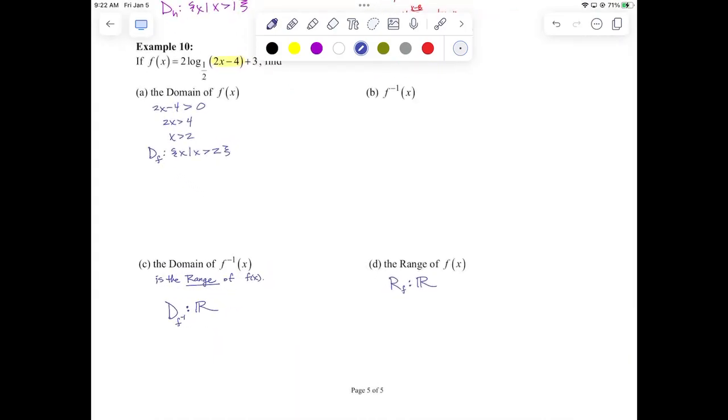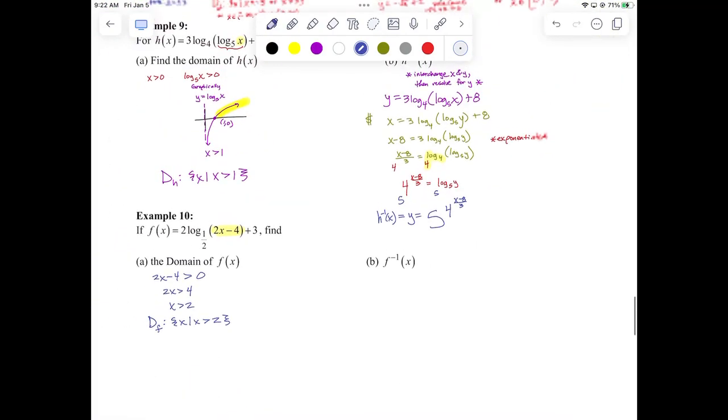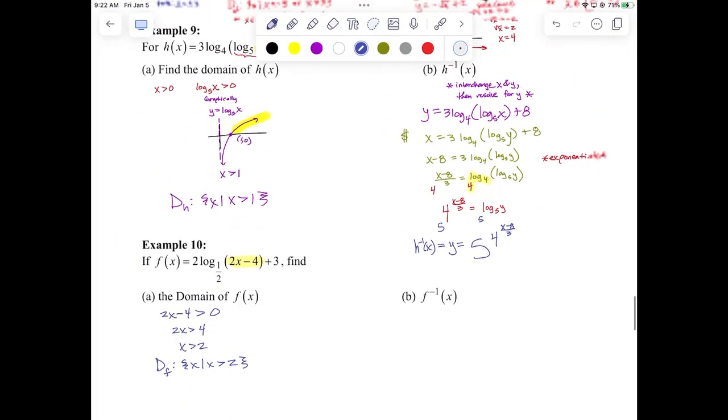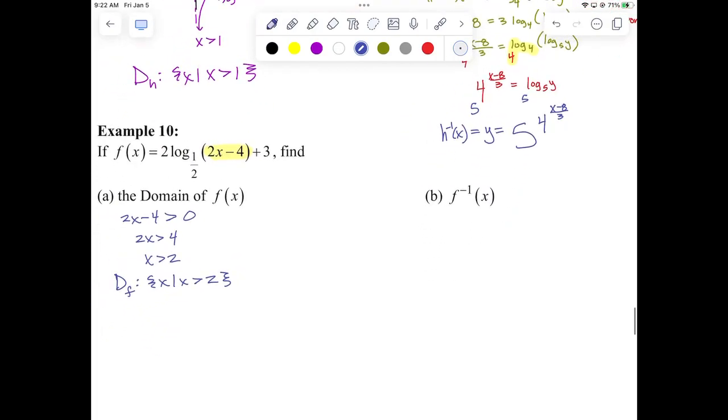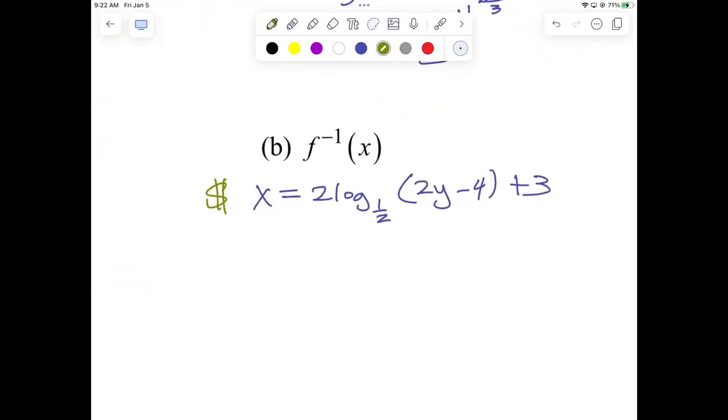Now, all that's left to do is to find the inverse itself. To find the inverse itself, this is going to be kind of easy since we already did example 9b, but we're going to interchange x and y. So instead of f of x, I'm going to call it x equals 2 log base 1/2 of 2y minus 4 plus 3. So I went straight to the money step.